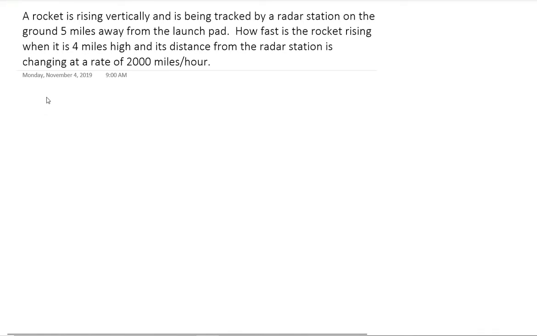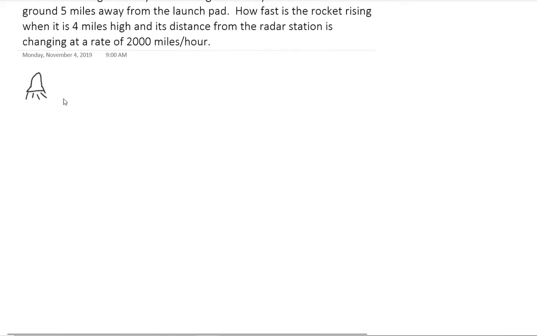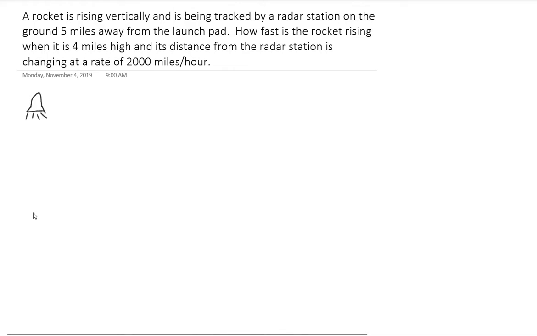So the rocket is flying somewhere in the air. A rocket. It looks more like a UFO, but you get the idea. And here's the launch pad. And here's the station. And so the radar station is 5 away from the launch pad.